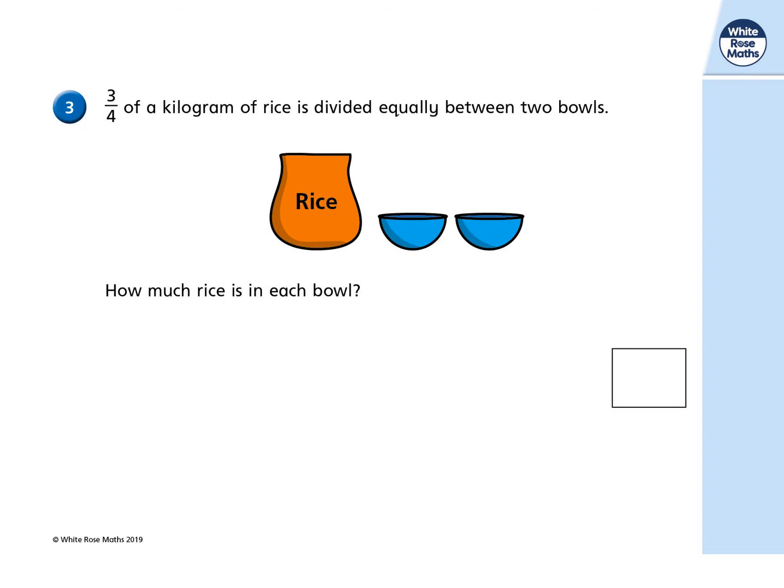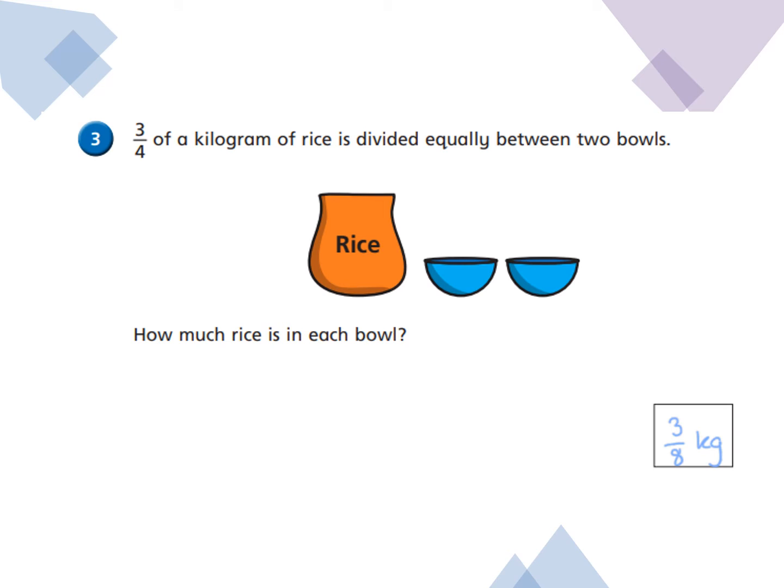So let's look at the following. 3/4 of a kilogram of rice is divided equally between 2 bowls. How much rice is in each bowl? So we've got 3/4, we're dividing by 2, and remember we're changing the denominator, we're not changing the numerator. So have a think, what do you think the answer is going to be? Again, press pause if you need to, write down the calculation to work out what you need to do. 3/4 of a kilogram of rice is divided equally between 2 bowls. How much rice is in each bowl?